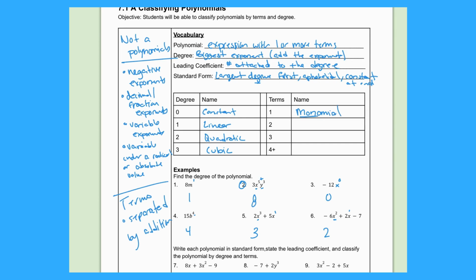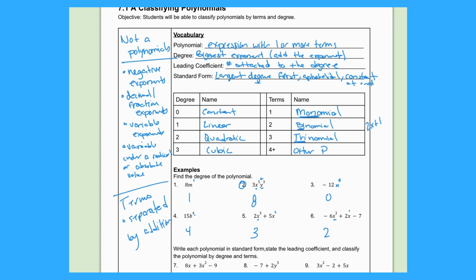And that word mono, that prefix mono, means 1. If it has 2 terms, for example, if we have 2x plus 1, so there's 2 terms separated by a plus sign, that is a binomial. And there's that prefix bi means 2. 3 terms is a trinomial. Prefix tri means 3. And then again, there are other names, but we're not going to practice those right now.